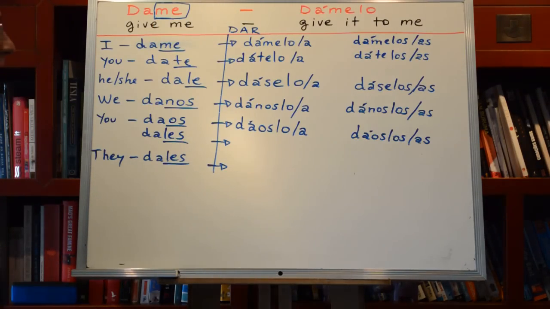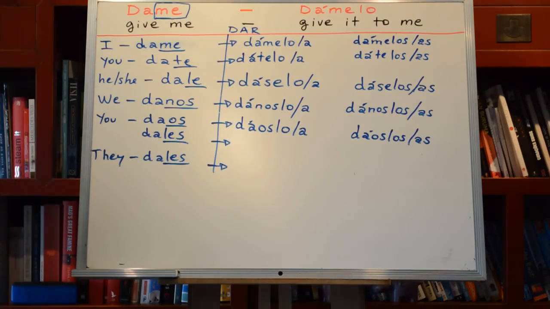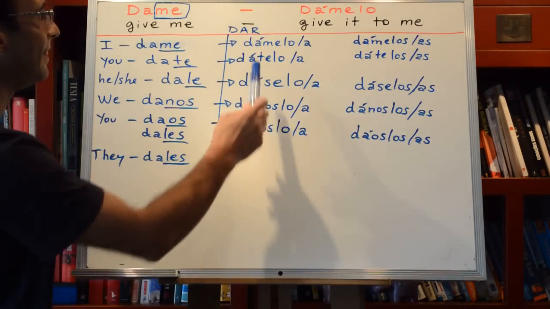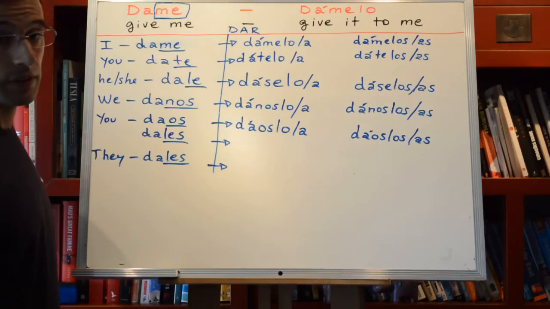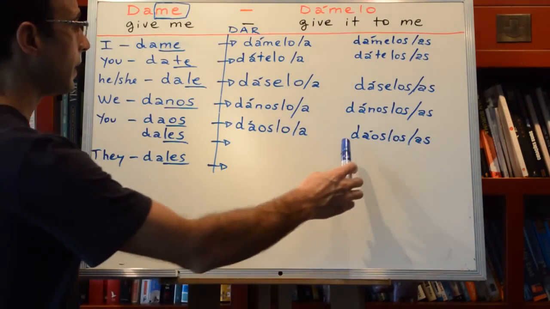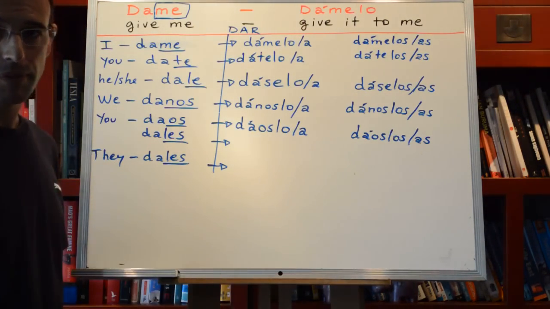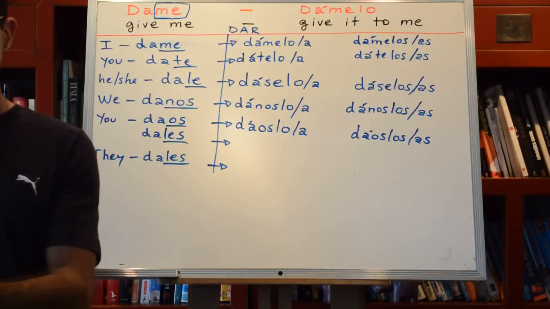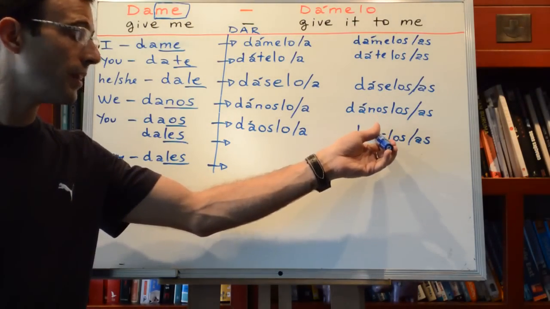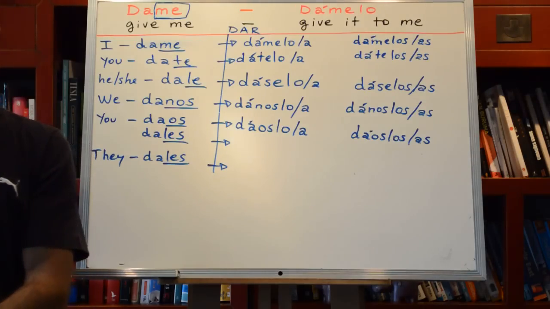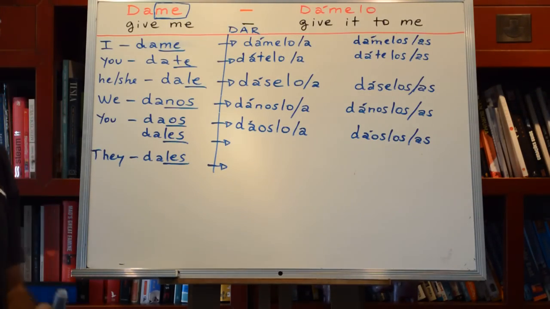That's a rule. If we do not put a tilde there, a Spanish accent, then this would read damelo instead of dámelo. Danoslo instead of dánoslo. Daoslos instead of dáoslos. Okay, so there is a reason to put the tilde. If we omit the tilde when the tilde needs to go, then the word will be pronounced differently, right?